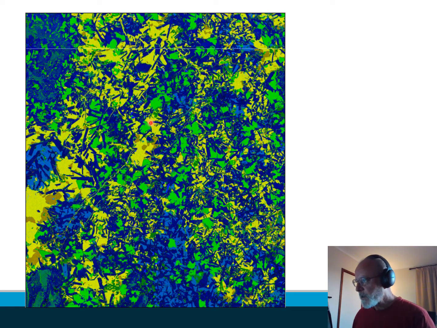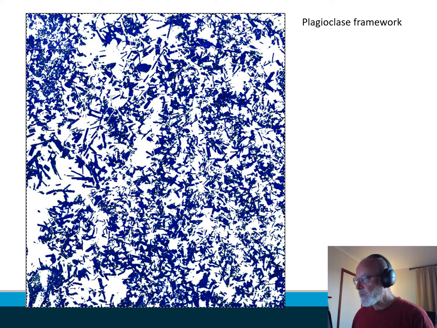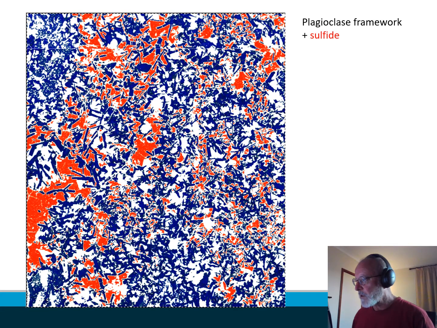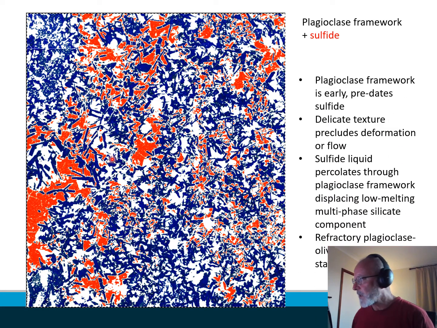So now let's pull this apart a little bit more and just take a look at the 2D structure of what it's made of. In this image, I'm just pulling out everything except the plagioclase. So there's the plagioclase framework. There's the sulfide. And what you notice is that the plagioclase framework in the silicate and the plagioclase framework in the sulfide actually look very similar, very similar kind of textures.